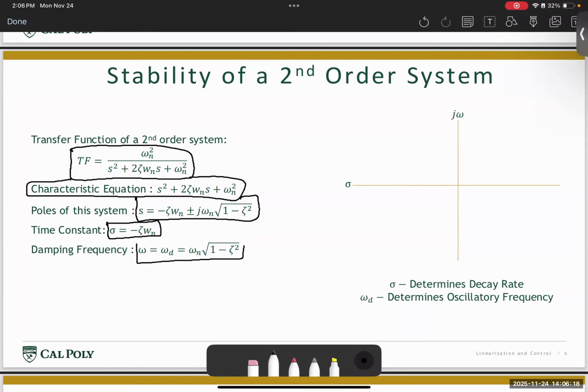Here, notice that the damping frequency is a function of the natural frequency of the system, or in other words, the damping frequency is going to tell us how long the system is going to oscillate around the state before it settles down. A good example for this is, let's go back to an aircraft pitch controller.